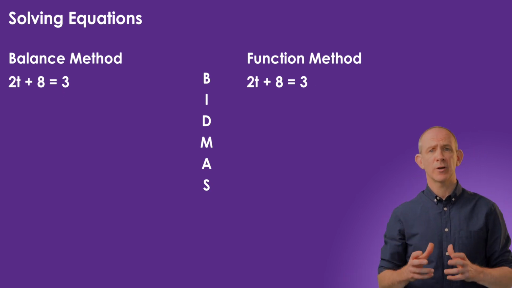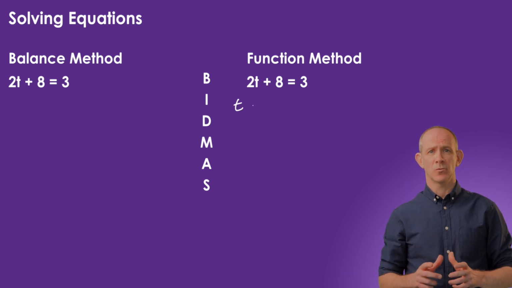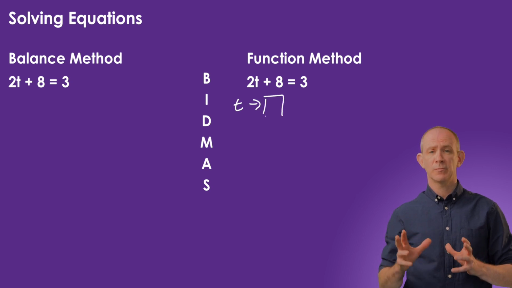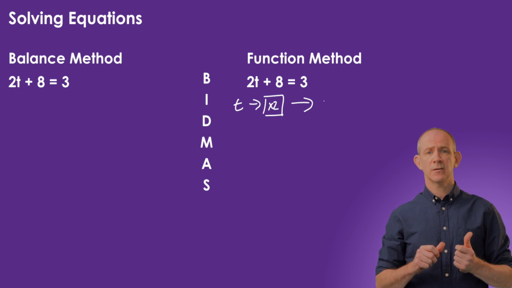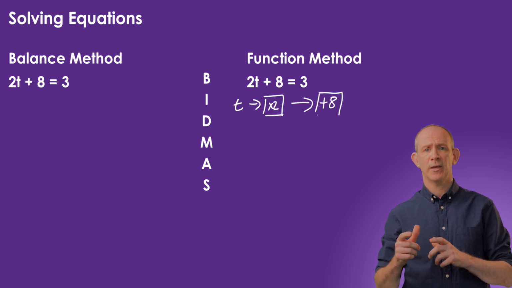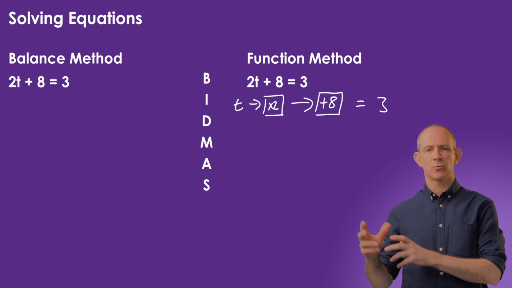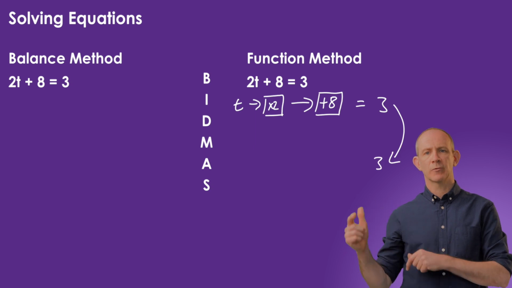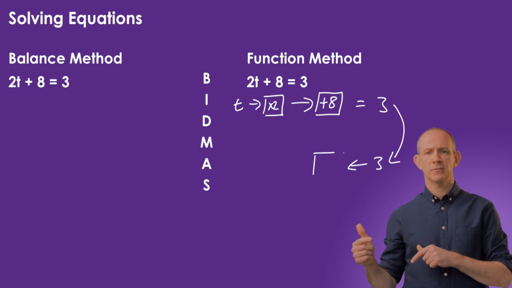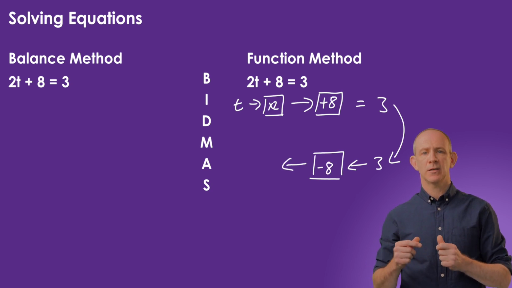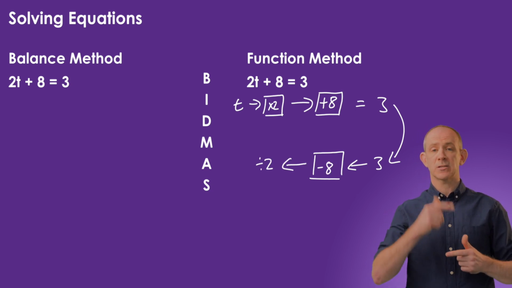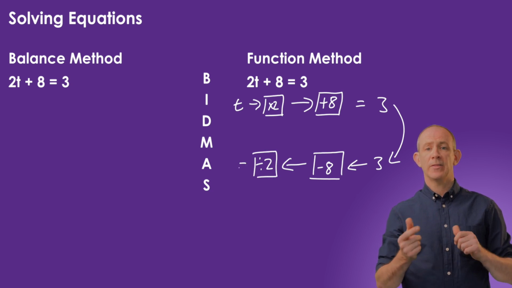Again, we have another equation which will take 2 steps to solve. We'll look at the function method first. So t is what we're trying to solve. So we'll do t, and we're going to times it by 2, and then we would add 8 to equal 3. If we were to reverse that, we would do 3, and then we'll do the opposite of what's above, which is take away 8, and then we'll divide by 2, because that's the opposite of what's above. And that would equal t.